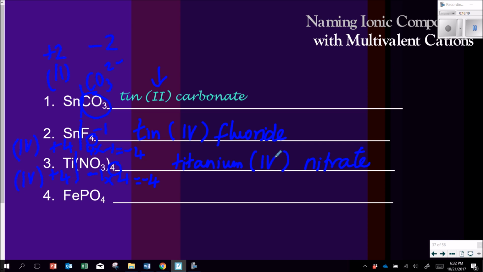Titanium 4 nitrate. Finally, we have FePO4. Fe is iron. PO4 is phosphate. And I have to figure out the Roman numeral. Then I separate my cation and anion. Phosphate has a charge of -3. I only have 1 phosphate ion. So the charge on the iron side has to be +3. And therefore, I have Roman numeral 3.